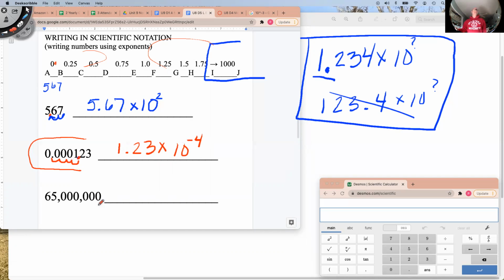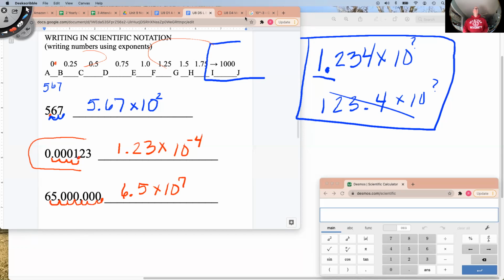So let's play the game. That's where the normal decimal place goes. And we're going to move it to this point right here between the 6 and the 5, because you only want one number to the left of the decimal. There's 1, 2, 3, 4, 5, 6, 7. We just moved the decimal place 7 times, which means our number is going to be 6.5 times 10 to the 7. And that's a big 7 because you're getting into the millions.